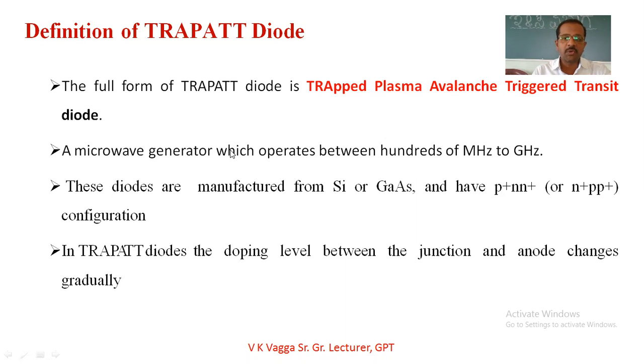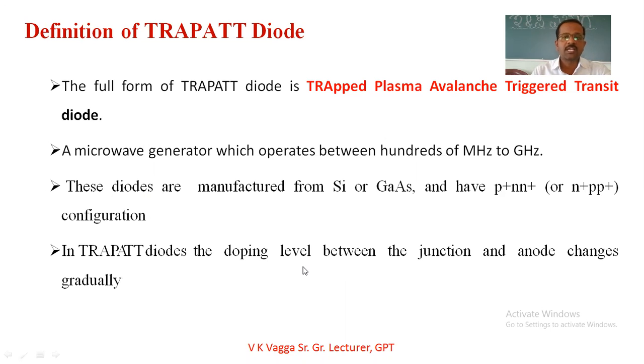But the TRAPATT diode operates from hundreds of megahertz to hundreds of gigahertz. It is manufactured either from silicon or from gallium arsenide, GaAs, and it is implemented with a P plus N plus or N plus P plus configuration. Once again it is the same as the IMPATT diode, the only difference being in the width of each layer. In the TRAPATT diode, the doping level between the junction and the anode changes gradually.